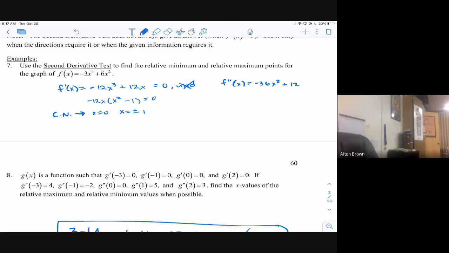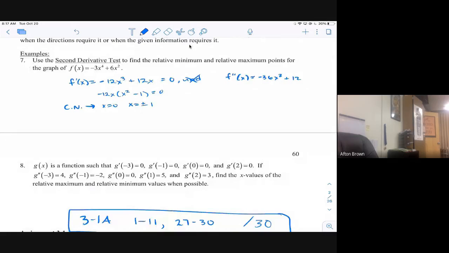Okay, so I want to know if 0, 1, and negative 1 are max or mins. So all I have to do is plug them in. So I'm going to do f double prime at 0. I'm checking the critical numbers. Let me add this note. What I'm doing is checking the critical numbers to see if f double prime is positive or negative at those values.